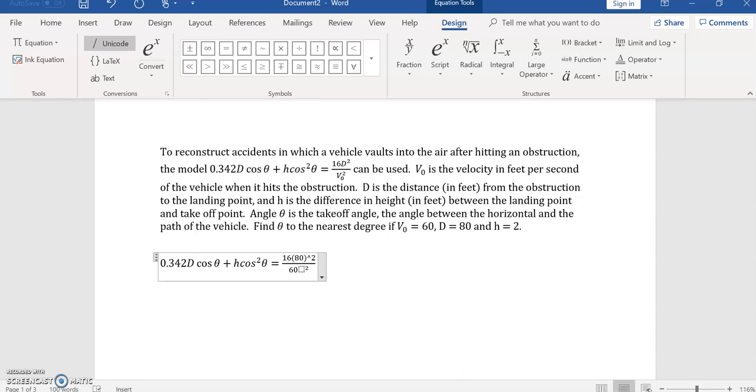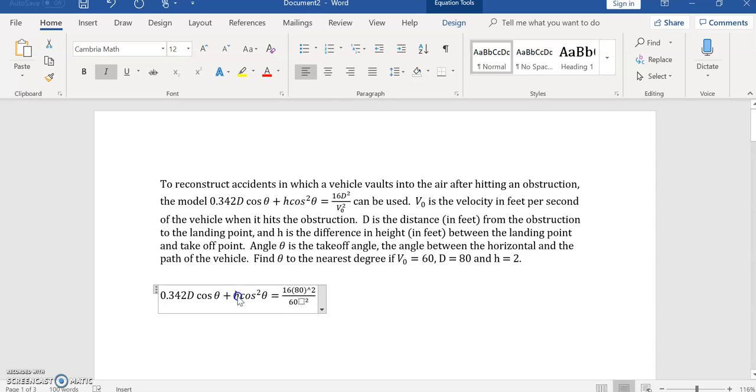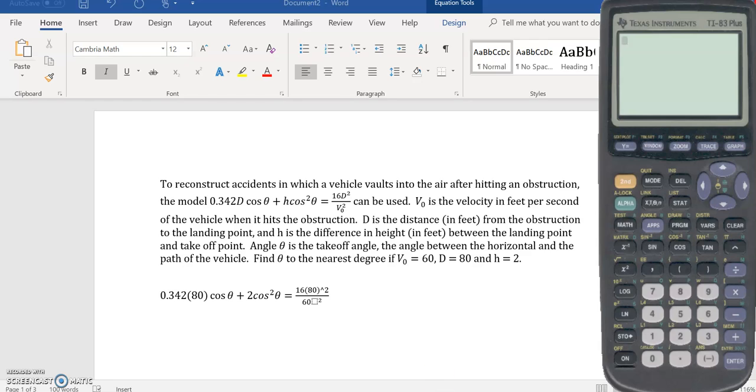And then H, so this over here. H is 2, and then D is 80. Okay, so that was way too much work than it should have been.